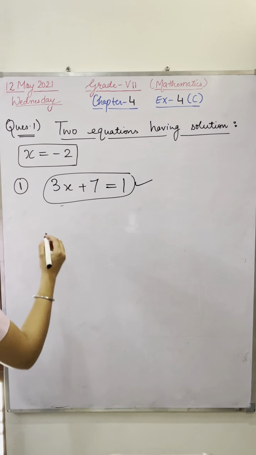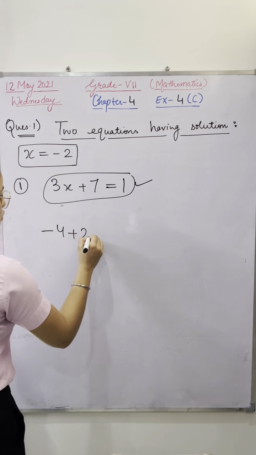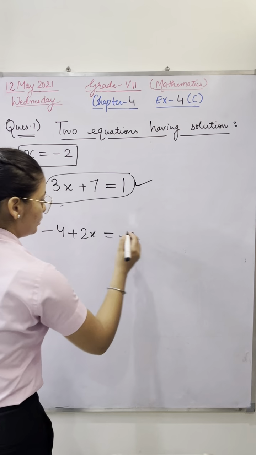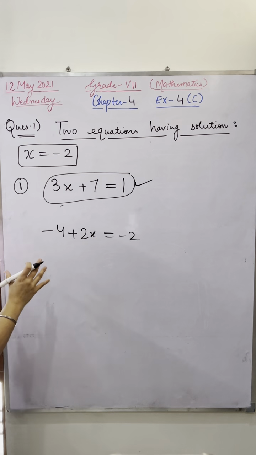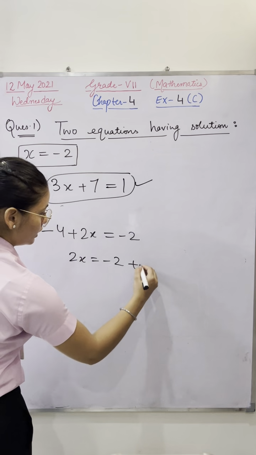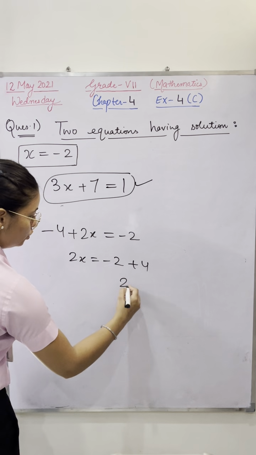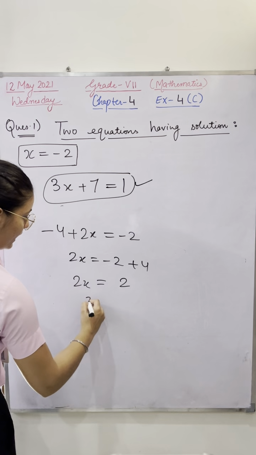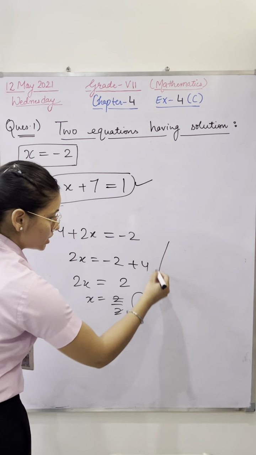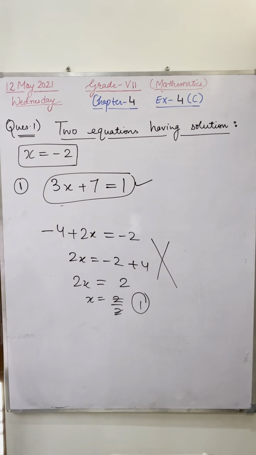Minus 4 plus 2x is equal to minus 2. Let me check whether your equation is correct or not. 2x is equal to minus 2 plus 4. Ananya, it is 2, 2x. x is equal to 2 by 2. Answer is 1. Your equation is wrong.